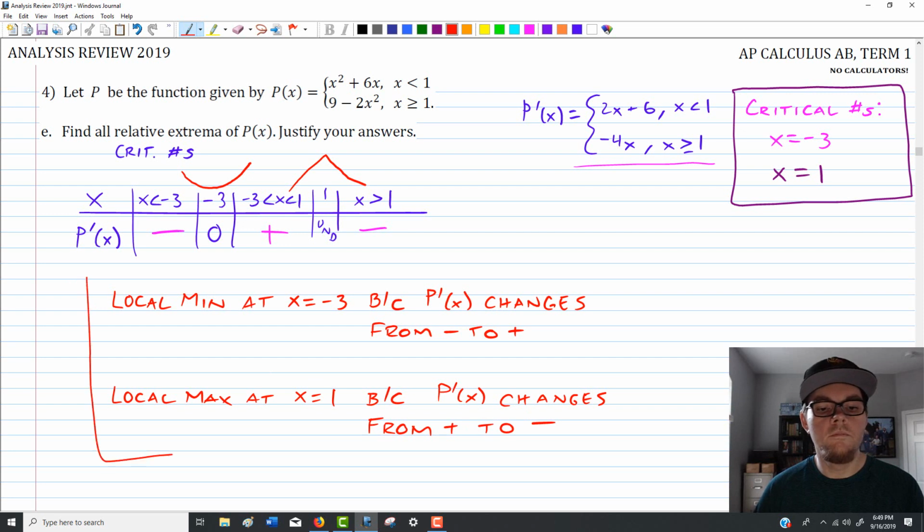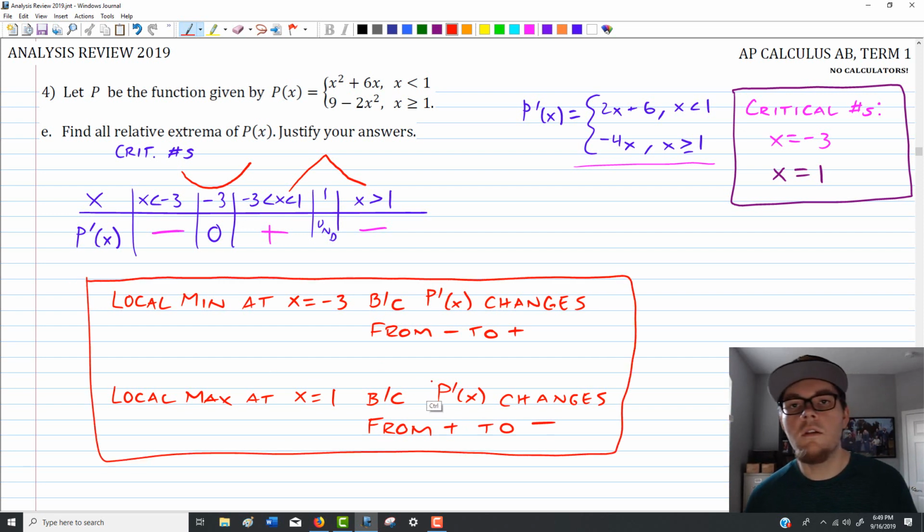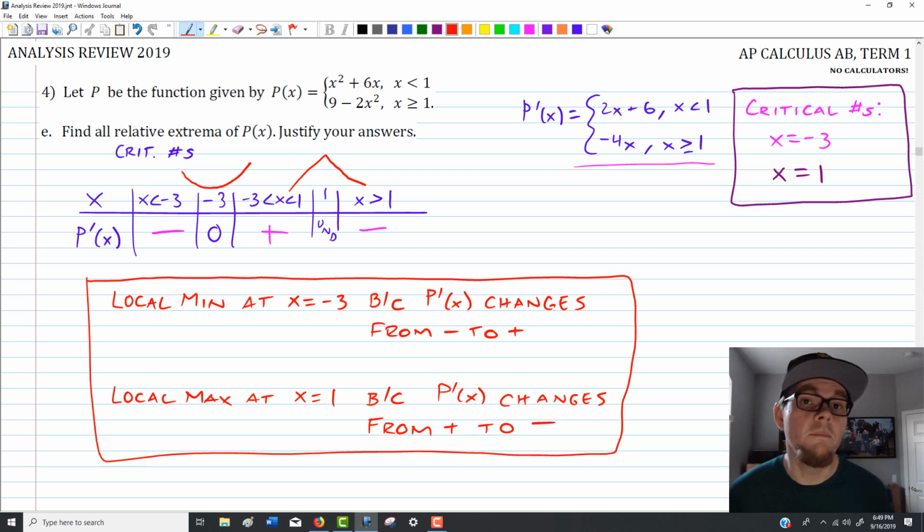So again, by having all that work, by investing ourselves in the critical numbers from before, this makes this problem go a lot faster. So there's 4e. Again, if you have questions about it, you can always refer back to, looks like 4b would be a good choice.